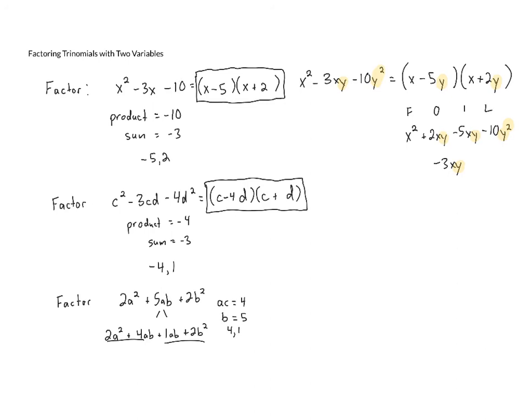And then we can finish off by grouping. The GCF of the first group is 2a with leftovers a plus 2b. The GCF of the second group is just b with leftovers a plus 2b. And so the GCF among the groups is a plus 2b. The leftovers are 2a plus b. And this is our factored form.